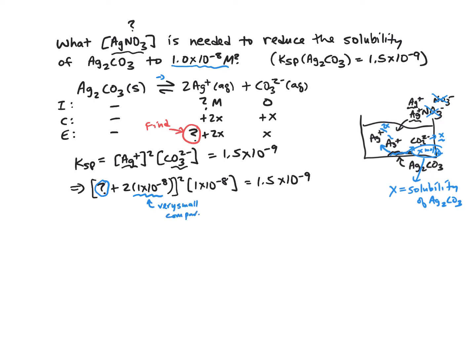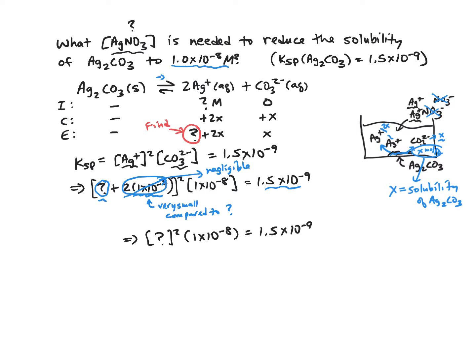compared to whatever this concentration is here, because the product's going to be a very small number. So probably this term is negligible. And we'll be able to see quickly if our assumption is good. So if that's negligible, it's essentially not counted. And so what that means is we have question mark squared times 1 times 10 to the minus 8th equals 1.5 times 10 to the minus 9th.